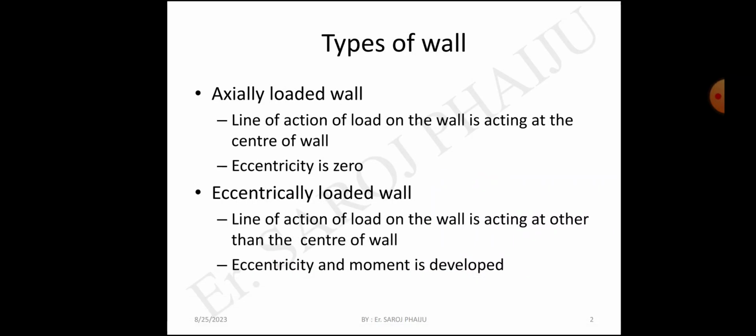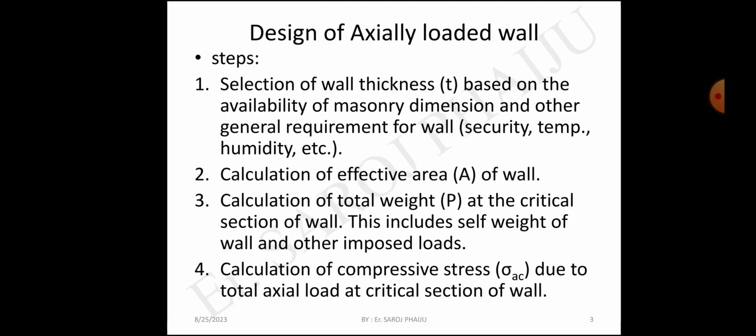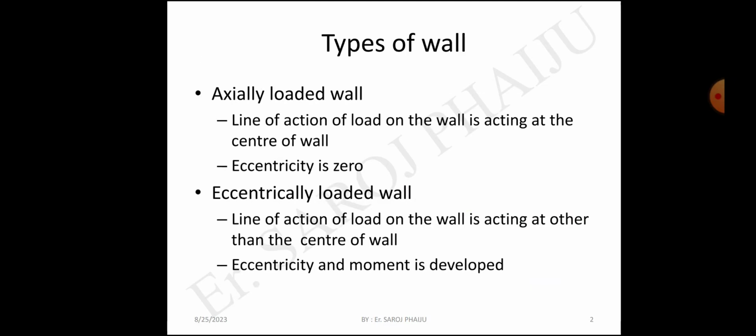Types of wall: axially loaded wall, eccentrically loaded wall. Axially loaded wall, line of action of load on the wall is acting at the center of wall. Eccentricity is 0. Eccentrically loaded wall, line of action of load on the wall is acting at other than the center of wall. Eccentricity and moment is developed.